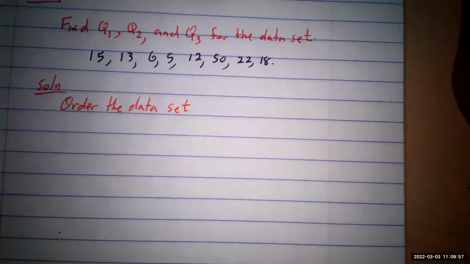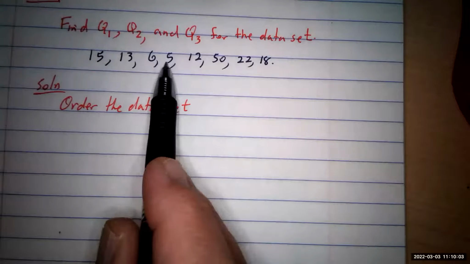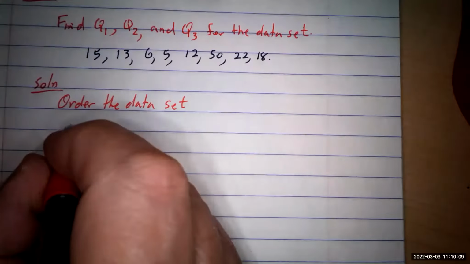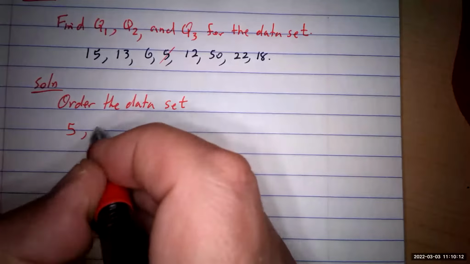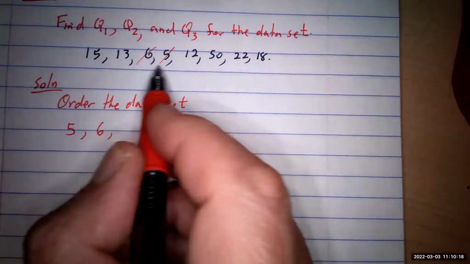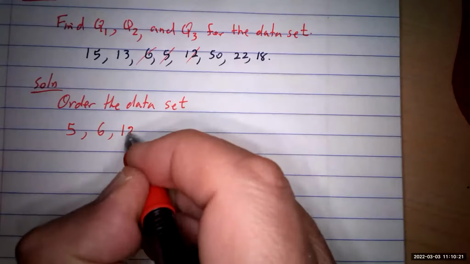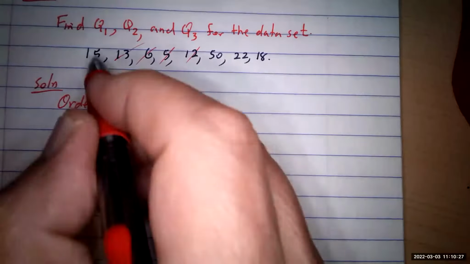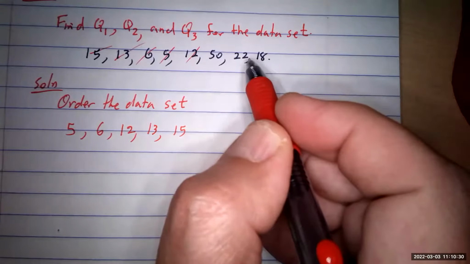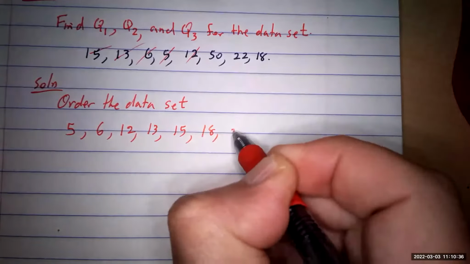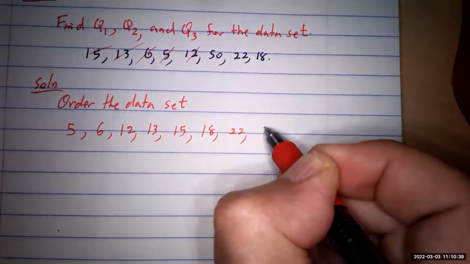So order it, start from the smaller one to the bigger one. The smallest number that we have is going to be 5. Then we get the 6, then the next number is going to be 12, 13, 15, and the rest are going to be what? You get the 18 here, 18, 22, and 50.